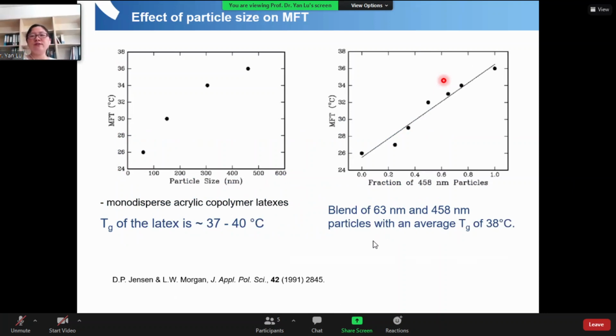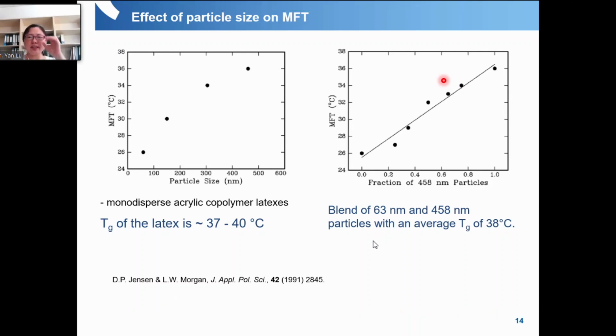There are also some groups who have studied the influence of the particle size on the MFT temperature. In that case, the authors used an acrylic copolymer latex particle, and they changed the size of the particle from 80 nanometers to 500 nanometers. They also studied the MFT, and found they could increase the MFT temperature from 26 degrees Celsius to 36 degrees Celsius, so around 10 degrees of change.